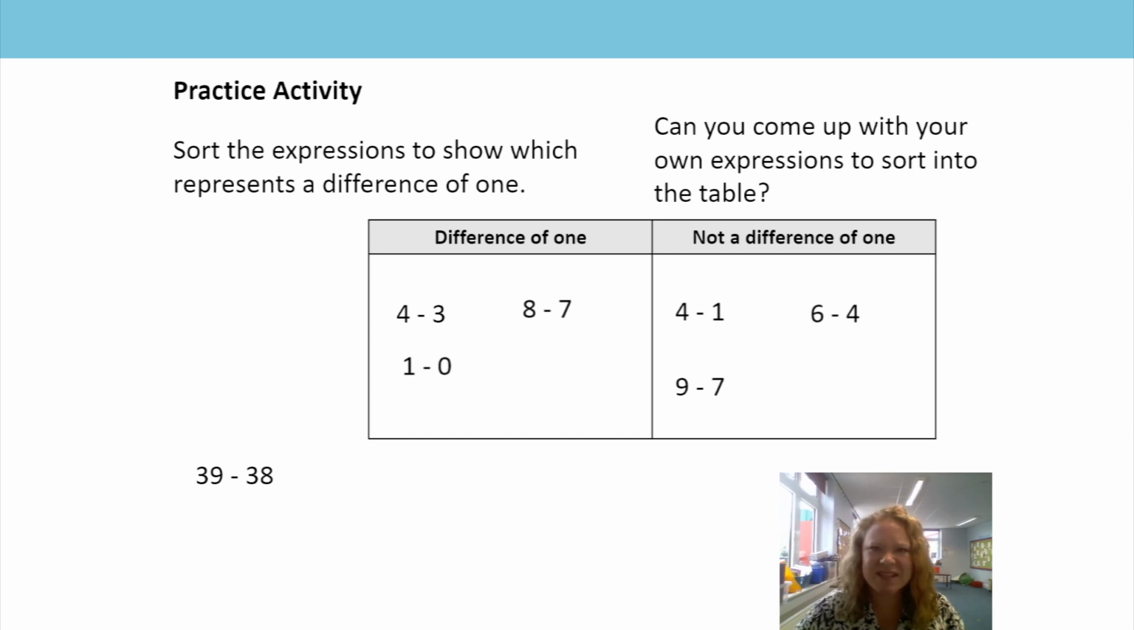Well done. Now, here's some really big numbers. But did you spot the pattern here as well? 39 minus 38. What do you think? Are they consecutive numbers? I wonder how you knew. They are, aren't they? If we've got 39 and 38, they must be consecutive numbers because 9 and 8 are consecutive numbers. Well done. So they do have a difference of 1. I bet you did all sorts of brilliant examples for yourself. And as long as the two numbers were consecutive, they will have a difference of 1. Well done.